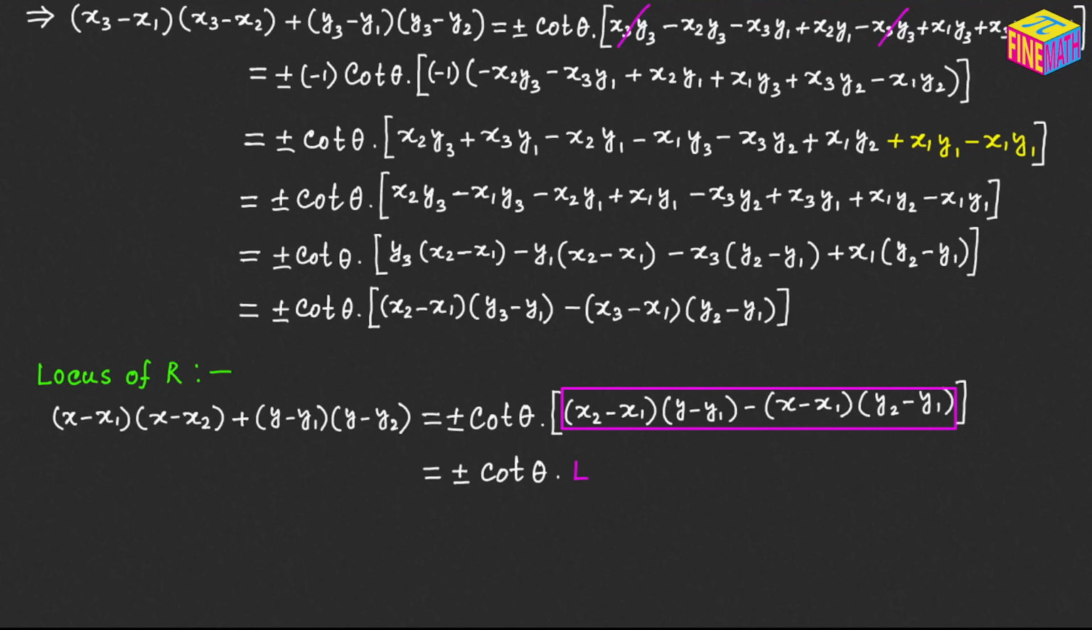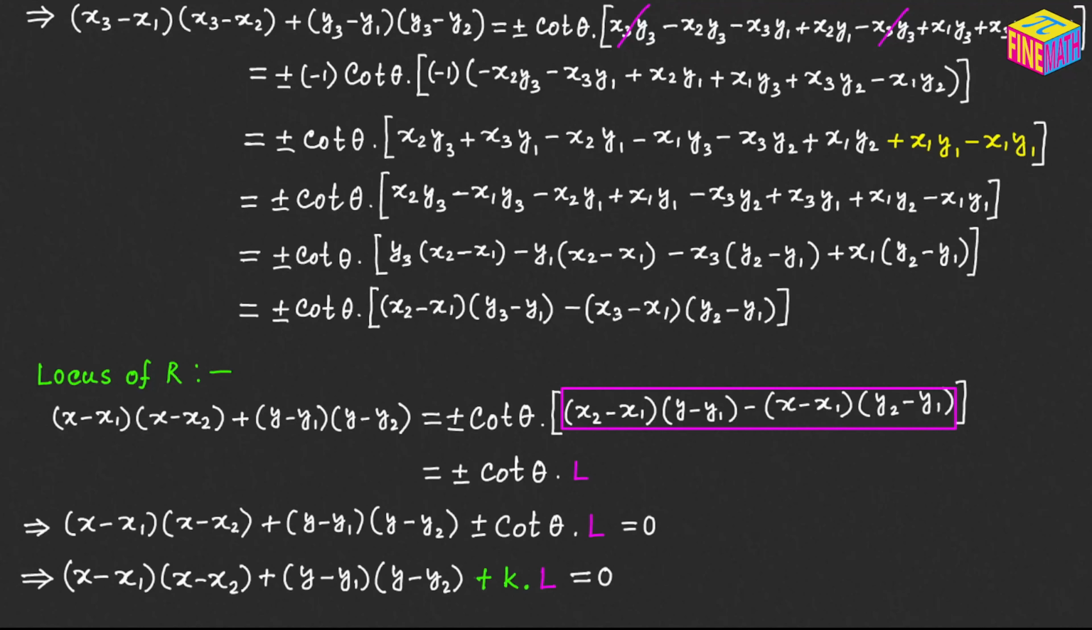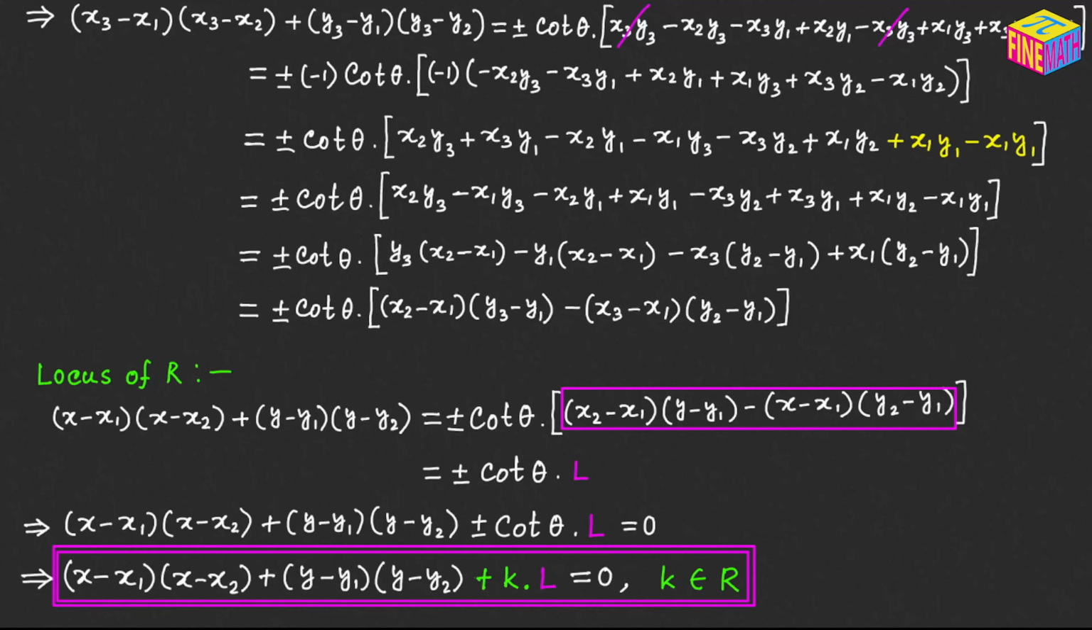And now if we bring everything to the left hand side, our equation would look like this. And in place of plus or minus cotangent of theta, let's use k as a real number. So if we take a real number k, which can be any positive or negative real number, then in place of plus or minus cotangent of theta, we can use k. So our equation can be written like this. And that is the general equation of the family of circles that will be passing through the two given points.